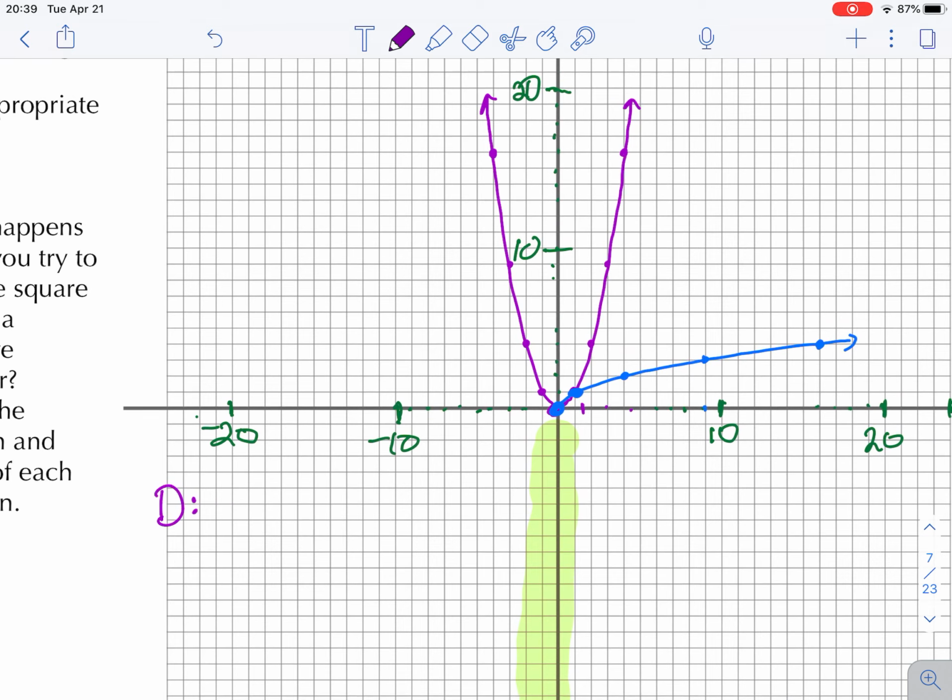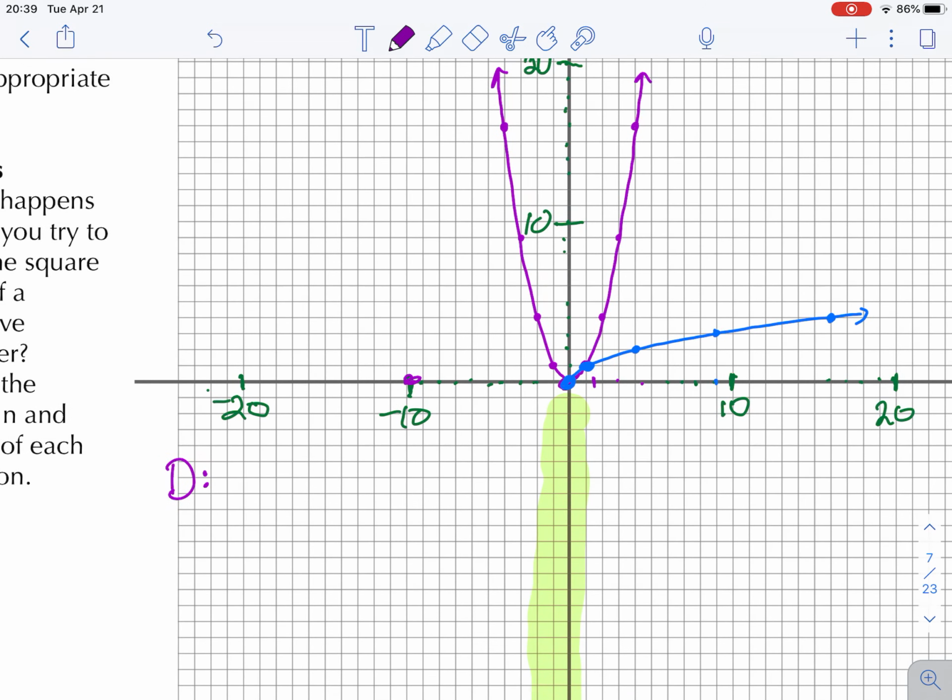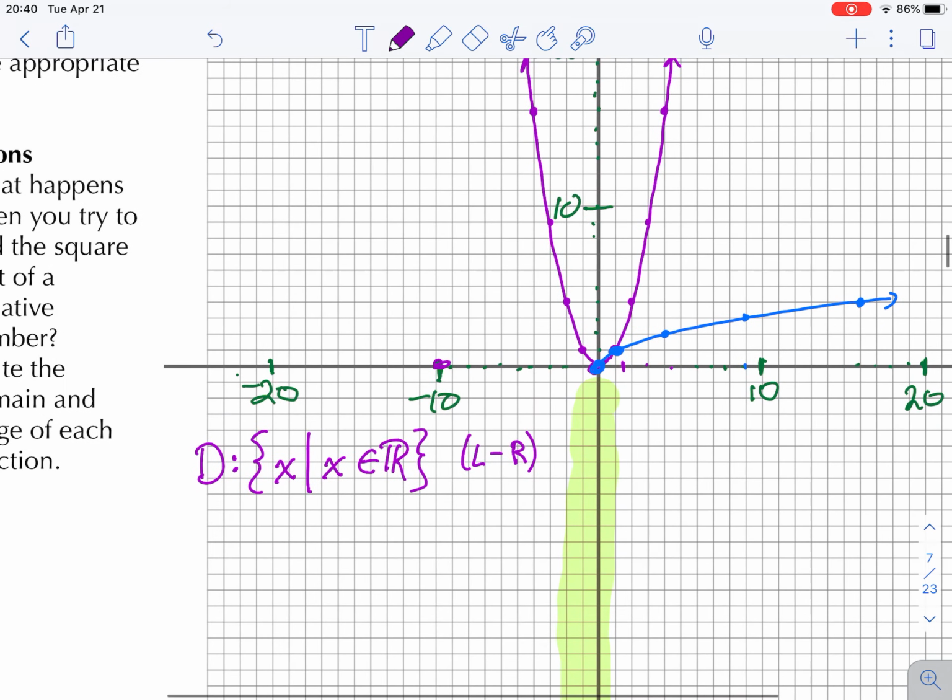For our purple function, the domain is how far left and right this purple function can go. So can we square -10? Yes, we can square -10. Can we square 10? Yes, we can take any number and square it. So the domain, we write it like this. It's our x values. And our x values could be any number, any real number. And we write it like that. So this is the left and right, left to right. How far left and right the graph can go.